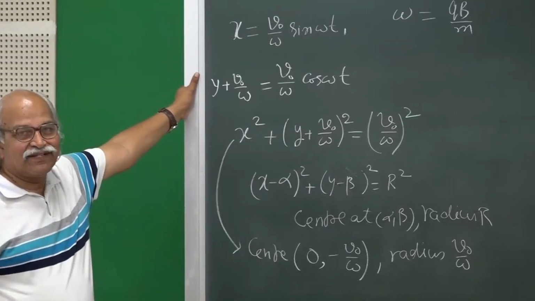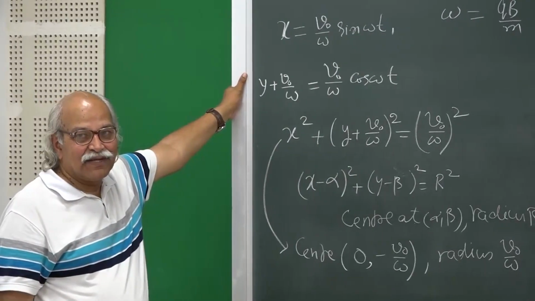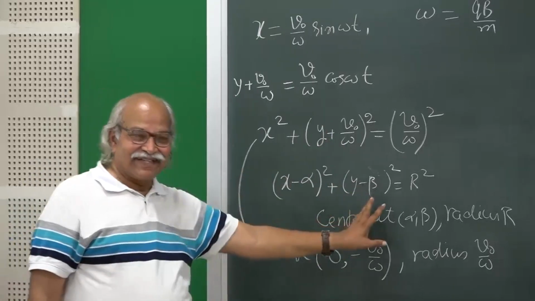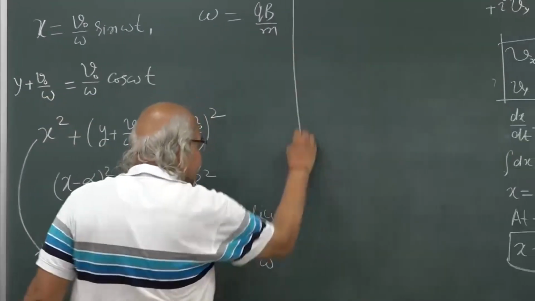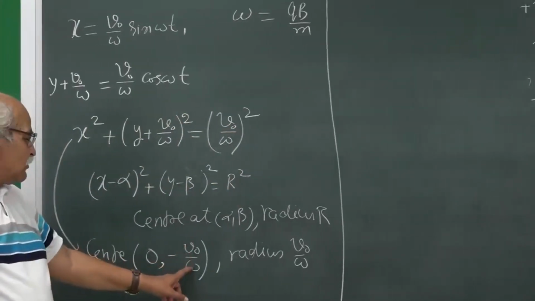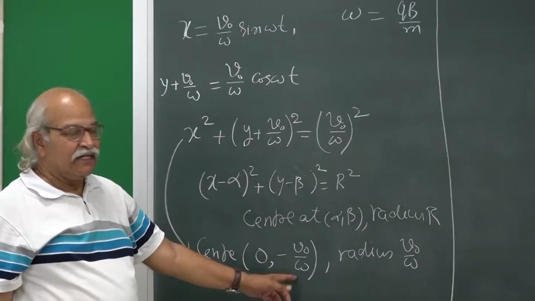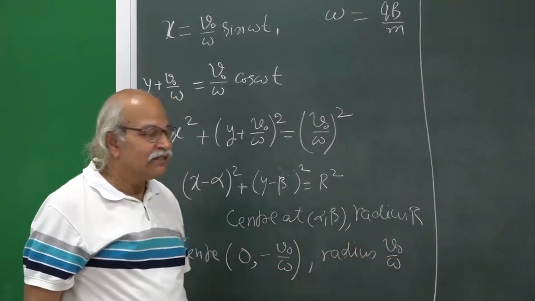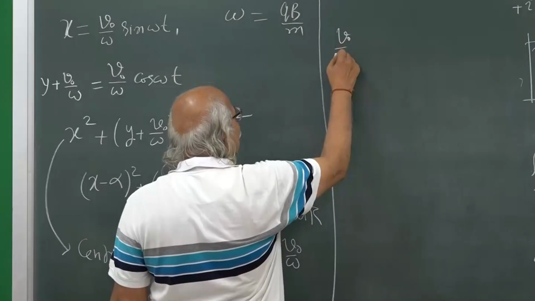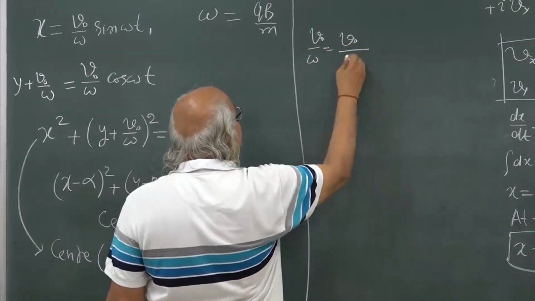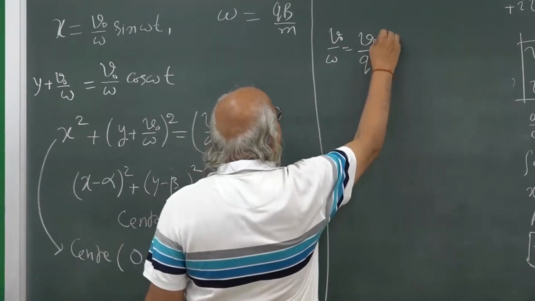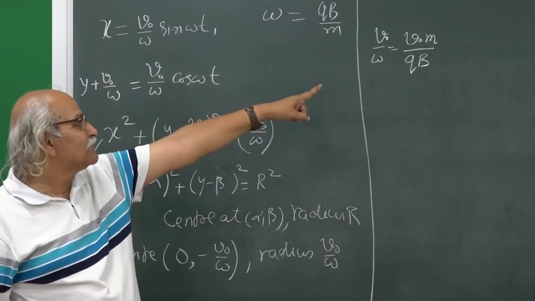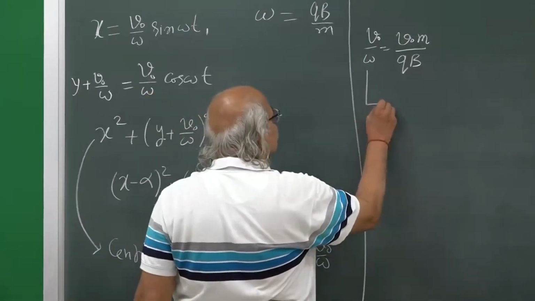First, let us look at the dimensions. If we have not made any mistake, then the dimension should be consistent. Let us see that. V naught by omega. This is x coordinate, this is y coordinate, so this should be length. And here also radius is v naught by omega, so this should be length. So let us see, what is this? V naught by omega. So v naught by q, b here and then m here, and you have to check that this is essentially length. You can see it from here.